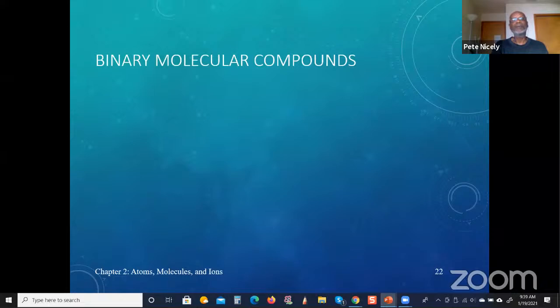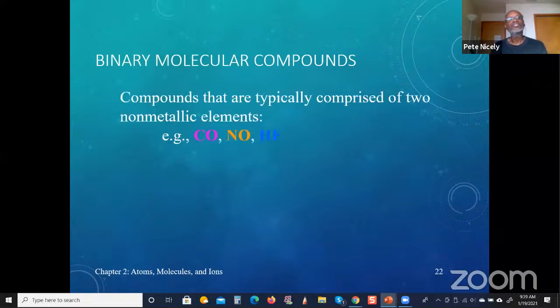Okay, so let's talk about binary molecular compounds. So binary molecular compounds, we already know what molecular compounds are. These are compounds which consist of molecules, which are a collection of atoms, non-metallic atoms held together by covalent bonds. Now, the term binary basically means that these molecular compounds consist of only 2 elements, all right? And here are 3 examples right here. You have carbon monoxide, you have nitrogen monoxide, and you have hydrogen fluoride.